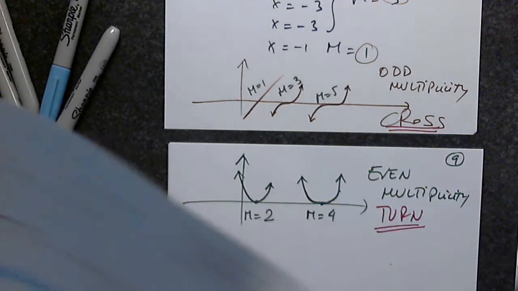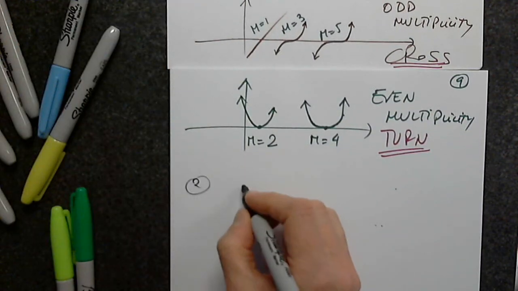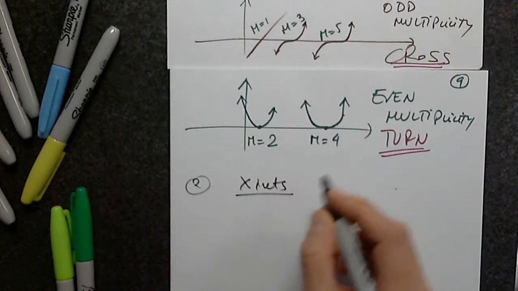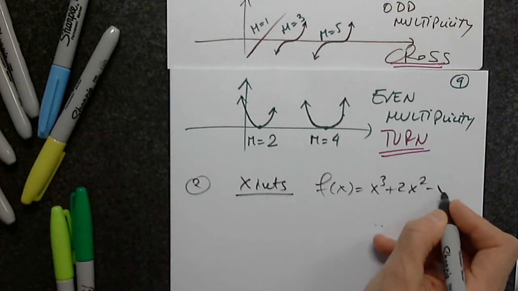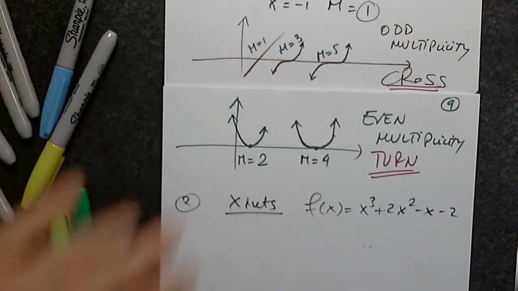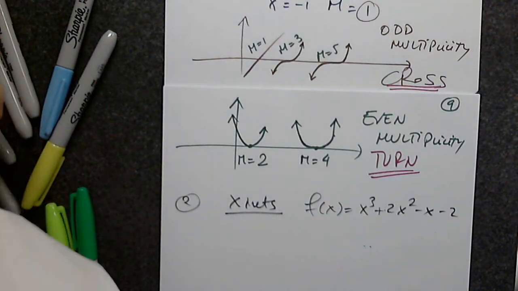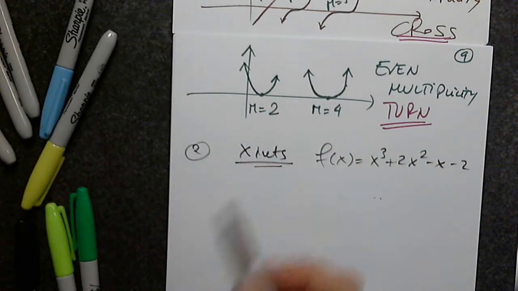Okay, so we are back to our function. We are still in number 2, and we have x-intercepts. And the function, one more time, is x cubed plus 2x squared minus x minus 2. I just copied it one more time because I'm 3 pages later, and I wanted you to see what I'm doing. Good. So how do we find the x-intercepts for any function, including this one? Always, for any function. Excellent.